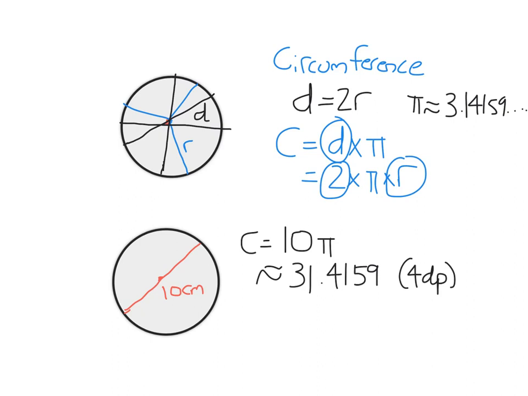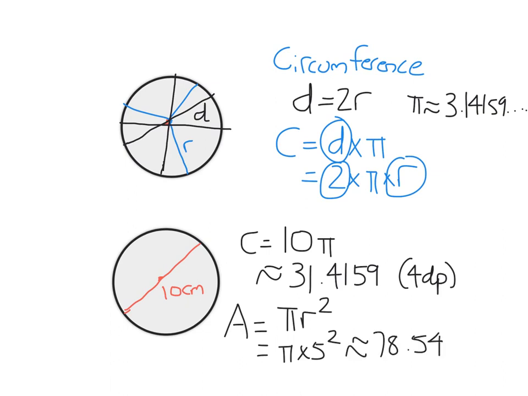So the area is given by pi times r squared. So you need the radius to find the area. Now the diameter here is 10, so the radius is half that. The radius of this circle is 5. So if you put pi times 5 squared on your calculator, you get about 78.54 to 2 decimal places.